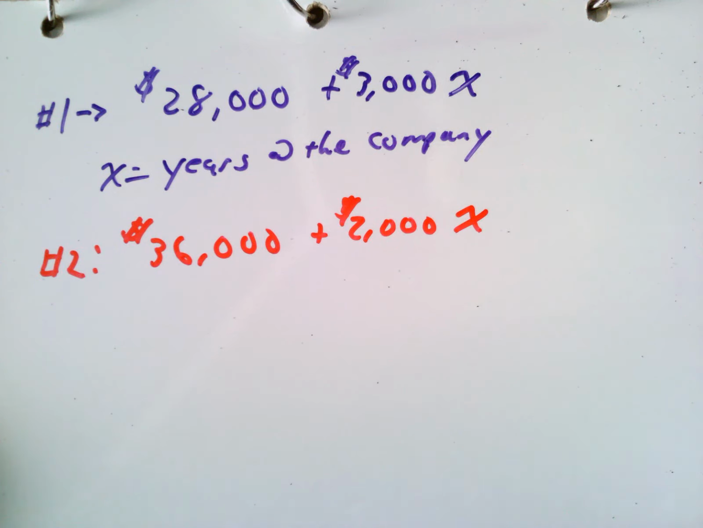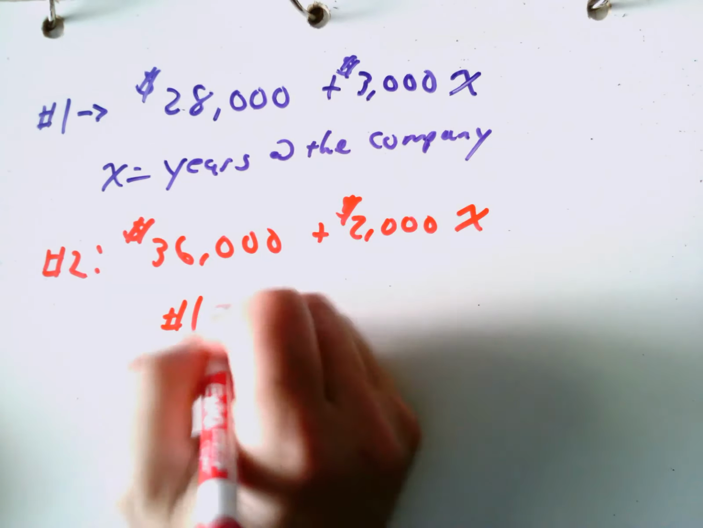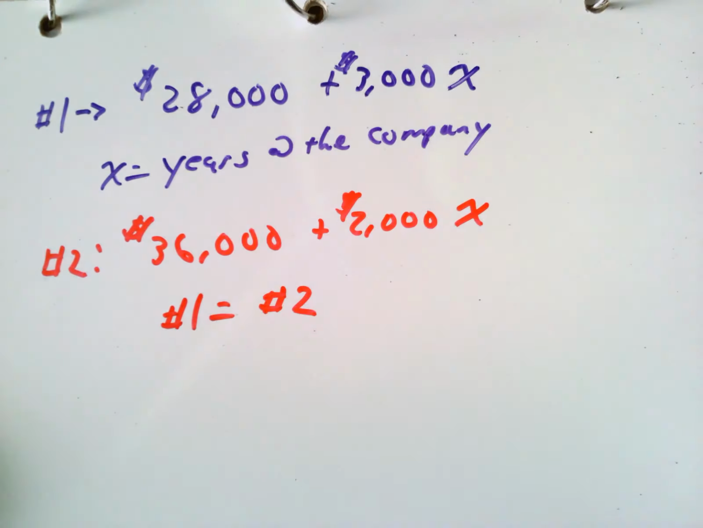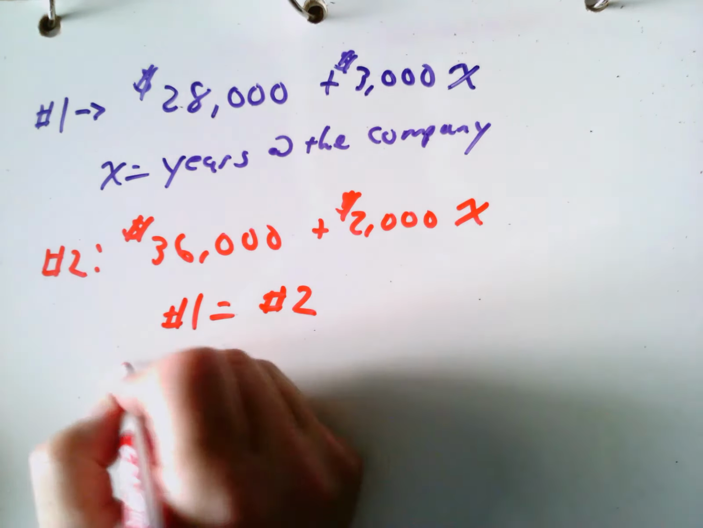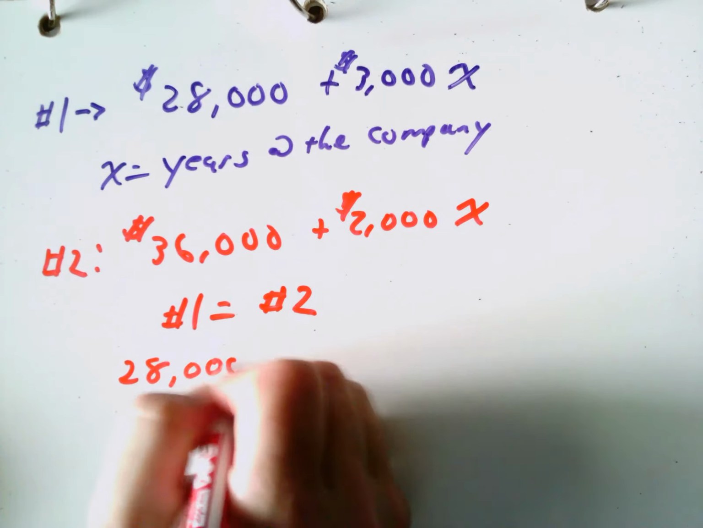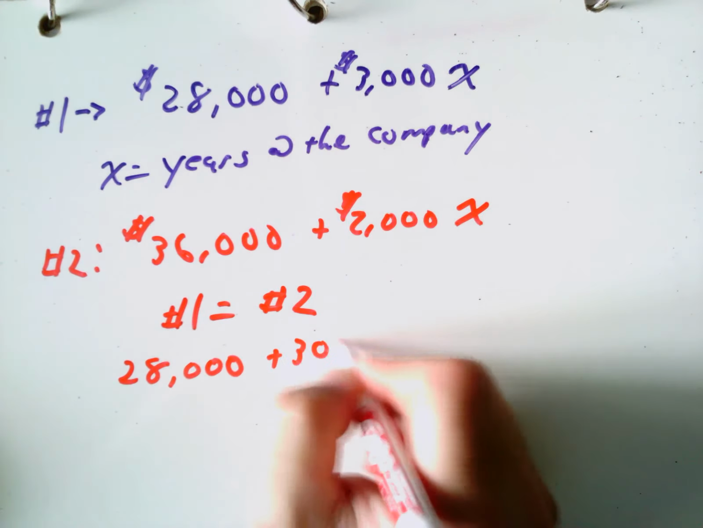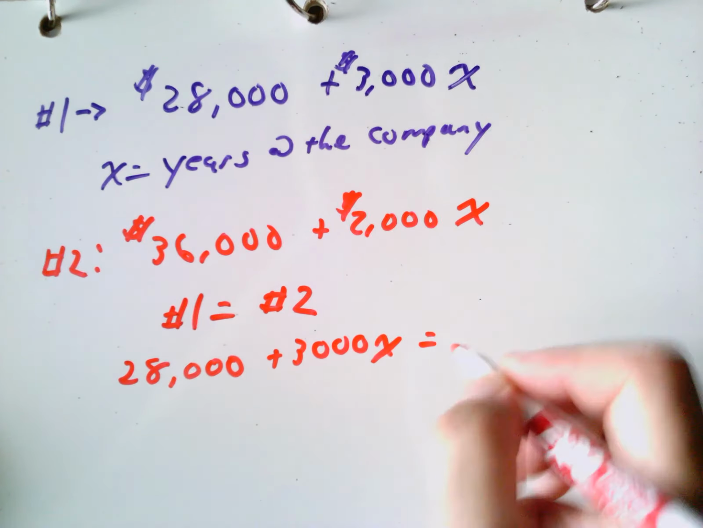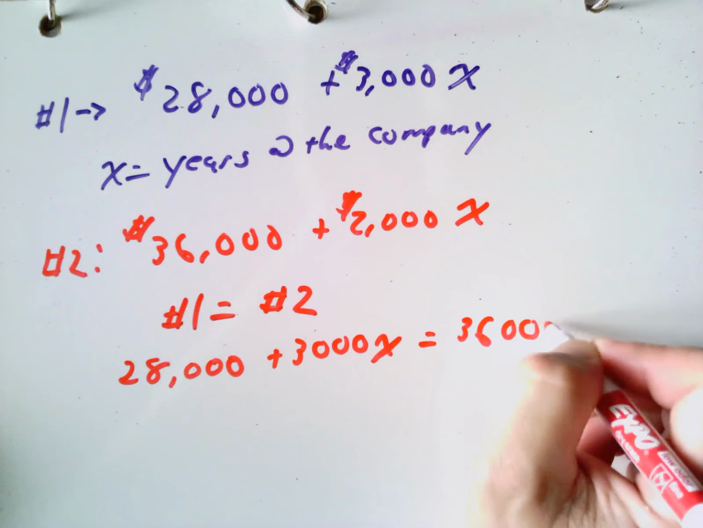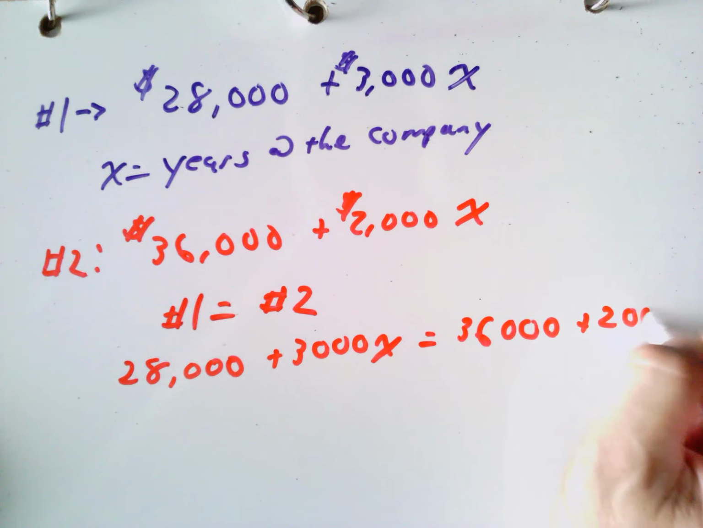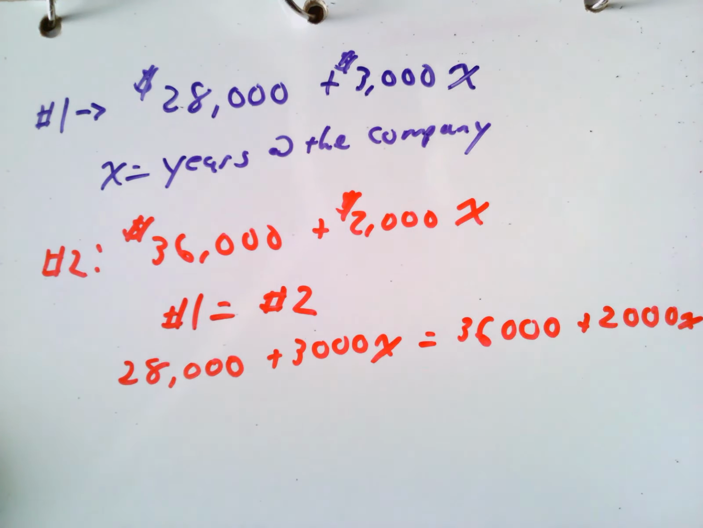So what does that mean? Well, what that means is, when does number one equal number two? So 28,000 plus 3,000x equals 36,000 plus 2,000x. Our process is exactly the same as it's been for numbers 1 through 13.